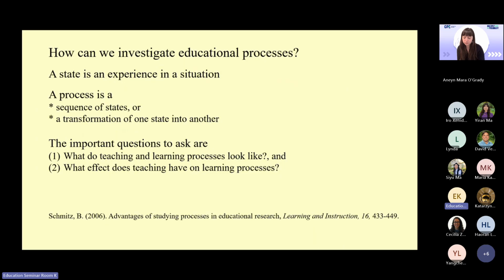So how can we investigate educational processes? We start with distinguishing between states and processes. A state is an experience in a situation, and a process is a sequence of states or a transformation of one state into another. The important educational research questions to pose are: what do teaching and learning processes look like, and what effect does teaching have on such learning processes? This comes from Bernard Schmitz, our senior time series modeler in this field.